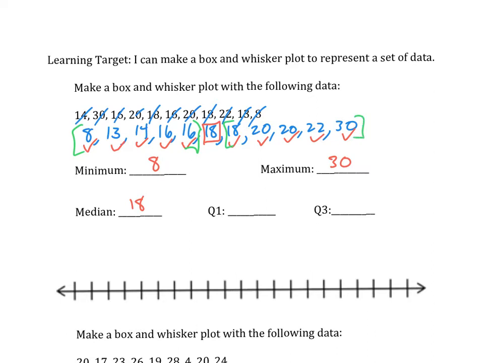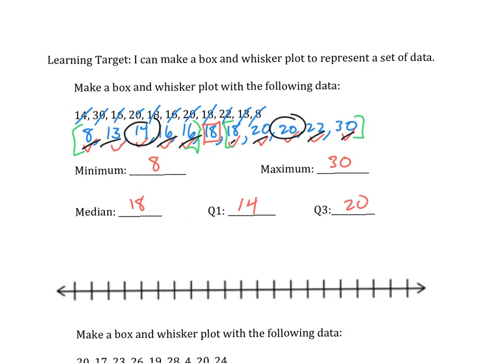Okay, so now I'm going to go through and find Q1. So I'll cross off 8 with 16, 13 with 16, and then 14 is what I'm left with for Q1. And I'll put that right there. And I'll do the same thing with this other set of data, 18 and 30, 20 and 22, and we're left with 20, which will be our Q3. I'll write that in red as well. 20, which will be our Q3.